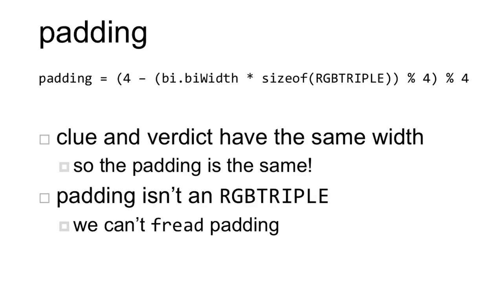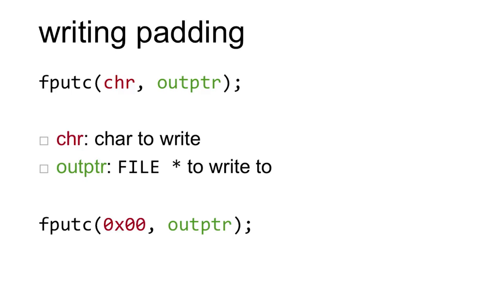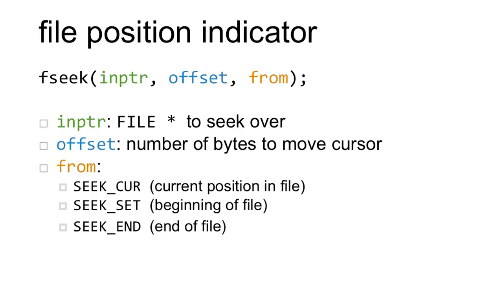Now, padding isn't an RGB triple, so we won't be freading or fwriting it. Instead, we use the fputc function, which takes in the character to write and the file pointer to write it to. So, in this case for padding, we'll be putting the zeros into our verdict outfile.